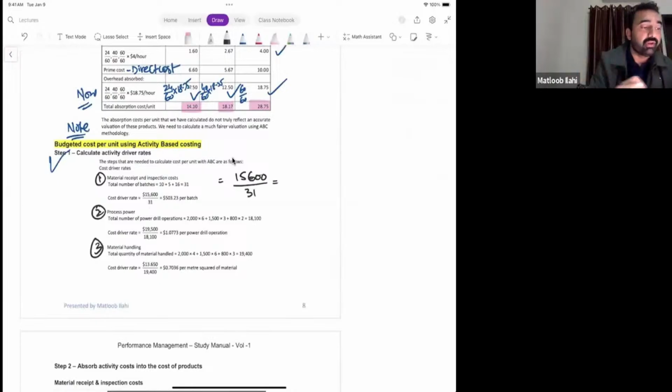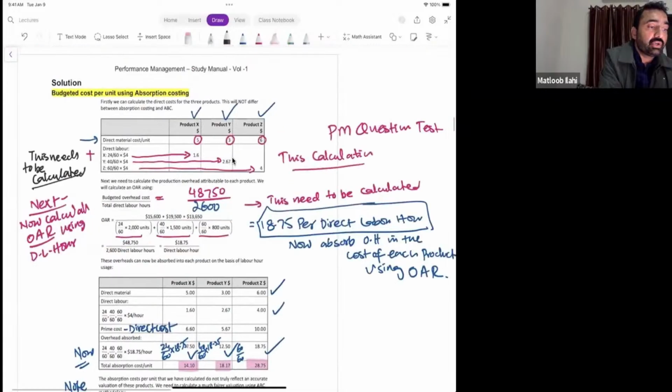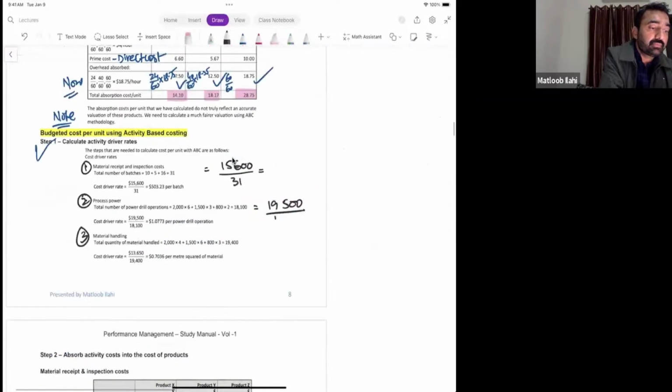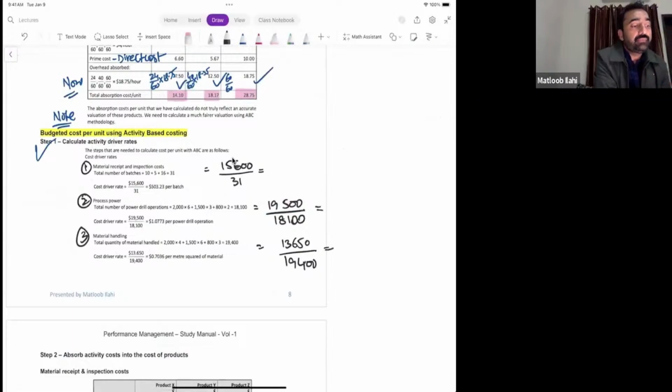Can you please quickly calculate the driver rate? Next one is 19,500 divided by its total drivers, which is 18,100. And the third one is 13,650 divided by 19,400. So the driver rates are: the activity cost, also called cost pool, divided by the number of drivers that we have calculated.